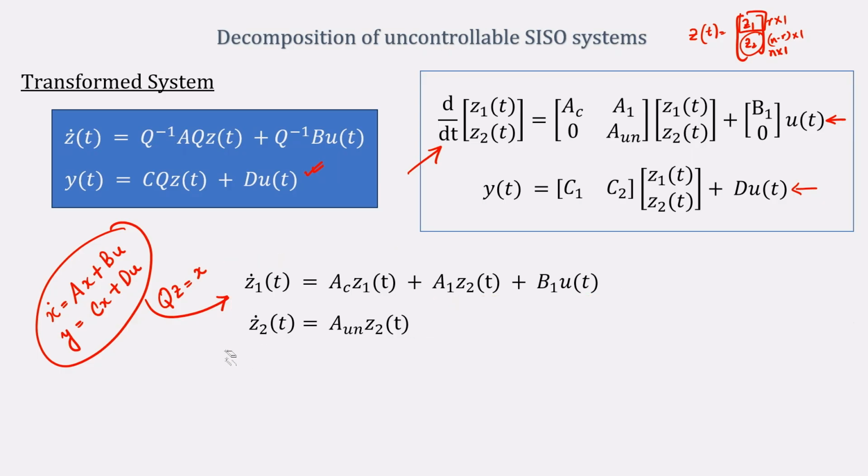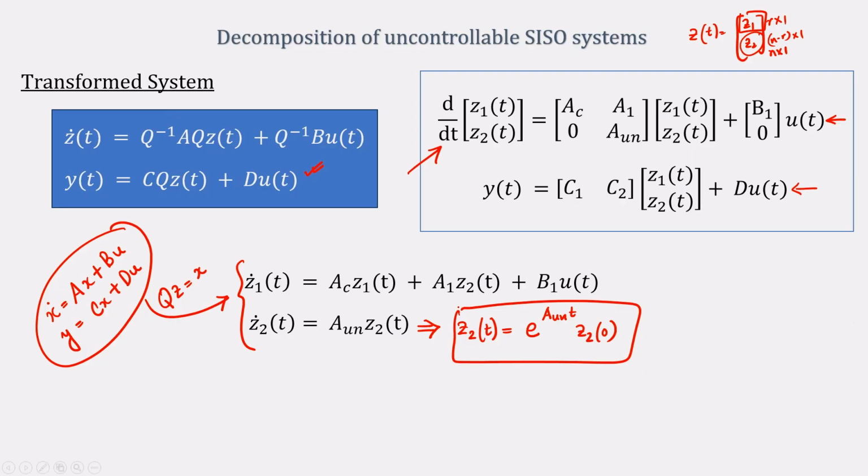Now, what does it tell us about the two systems? Look at this. If I ask you what will be the solution of the second equation here, you can directly tell me that Z2(t) must come out to be e to the power of AUC t times Z2(0), because we know what will be the solution of this type of an equation. What is important to note here is that Z2 is not influenced by any input. The input u that is there is not influencing Z2, which means once you fix the initial condition Z2(0), Z2(t) will evolve on its own.